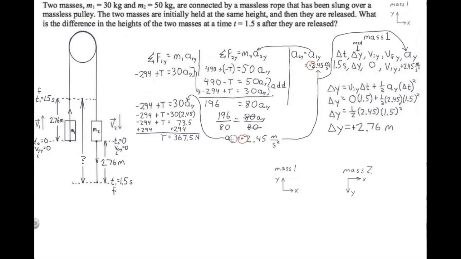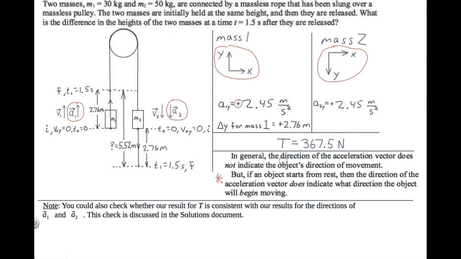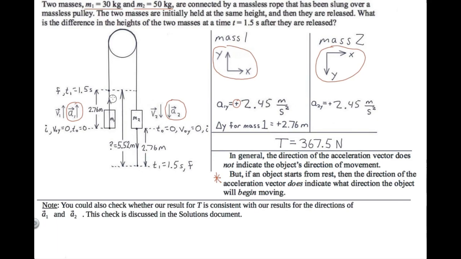Does it make sense that our results for a1y and for a2y are both positive? The positive direction for mass 1 is up, and the positive direction for mass 2 is down. So a sub 1 points up and a sub 2 points down, as I've drawn in the sketch. Do these directions for the acceleration vectors make sense? In general, the direction of the acceleration vector doesn't indicate the object's direction of motion. But if an object starts from rest, like the objects do in this problem, then the direction of the acceleration vector does indicate what direction the object will begin moving. Because object 2 has a greater mass than object 1, we expected mass 2 to begin moving down and mass 1 to begin moving up. So yes, the directions for our acceleration vectors do make sense.